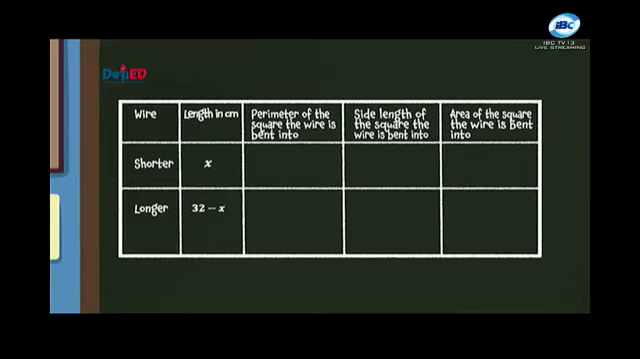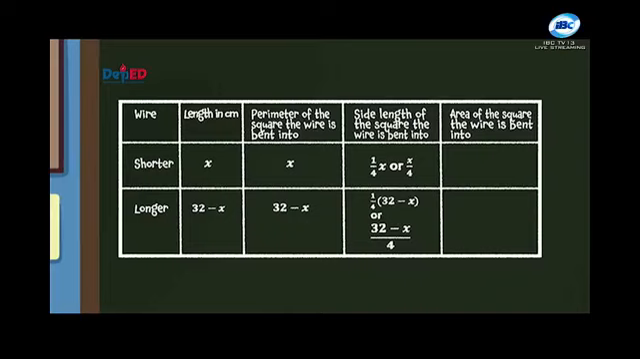Both pieces are bent to form a square. Hence, the length of each piece of wire is the same as the perimeter of the square it is bent into. So, getting 1/4 of the length of the piece of wire, or dividing this length by 4, we must get the side length of the square the wire is bent into.